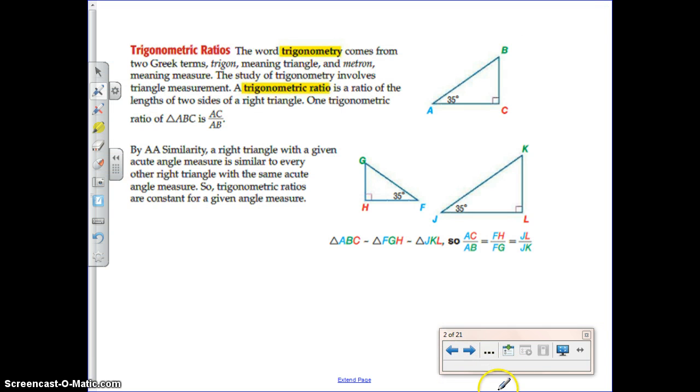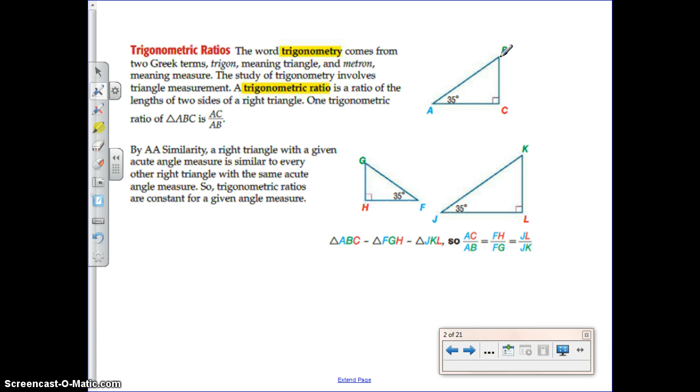So the first page here, you don't really need to write anything down necessarily, but it just shows us that a trigonometric ratio is a ratio of the lengths of two sides of a right triangle. So looking at this triangle ABC, we can write a ratio of side AC over side AB.